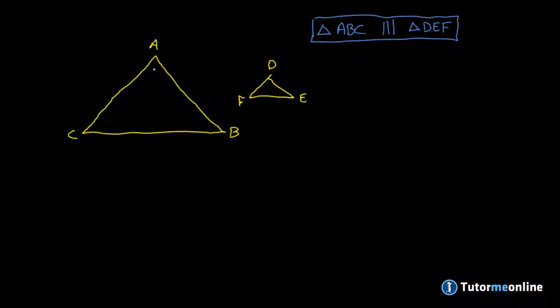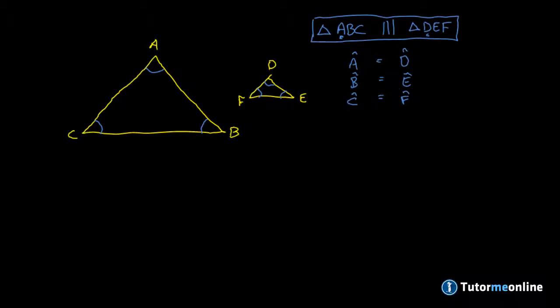So this says that the angle A, that's over here, is equal to angle D, which is this one here. So we would say angle A is equal to angle D. Then we would also say that angle B and angle E are equal to each other. And then, of course, angle C and angle F are equal. Okay, so that's basically what defines two triangles that are similar.